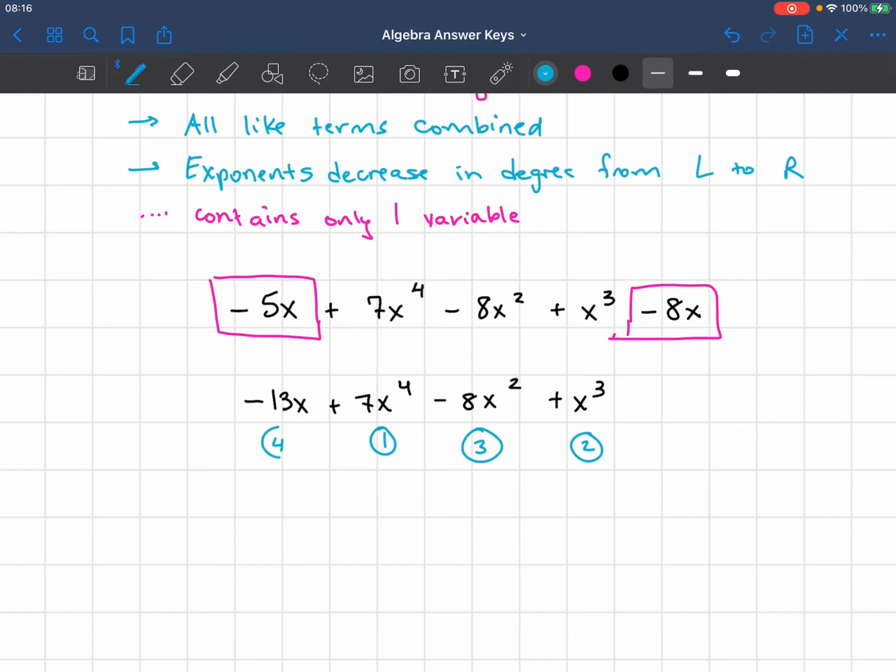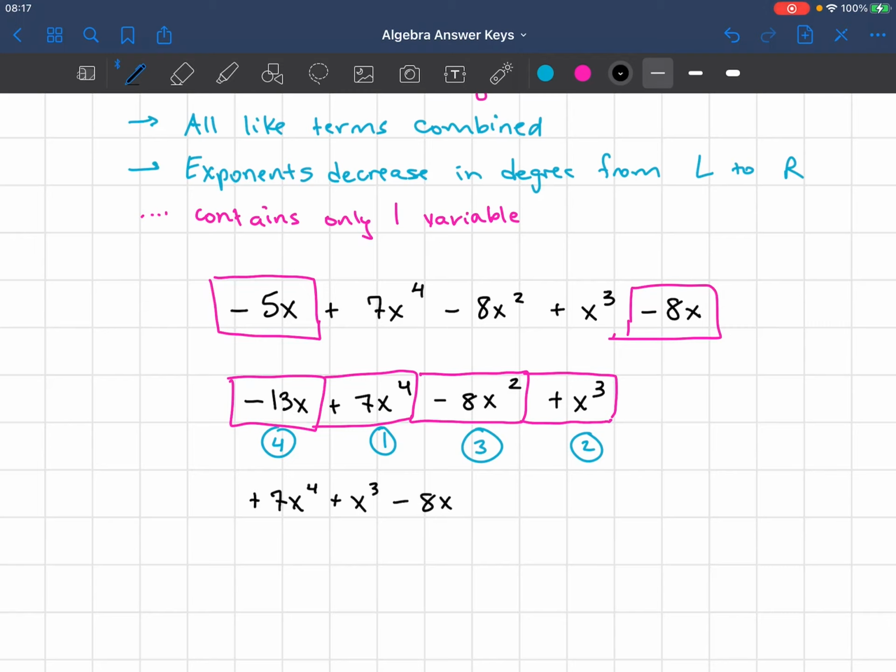What we can do is take all of these terms, and make sure that we take the sign with them. The sign of the coefficient is important, and if you don't move the sign with your term, you're going to rewrite the expression incorrectly. Once we've boxed everything in, we're just going to rearrange it in order from greatest to least, and have 7x to the 4th plus x to the 3rd minus 8x squared minus 13x. And this expression only contained one variable, so this automatically fulfills the third requirement. This is now written in standard form.